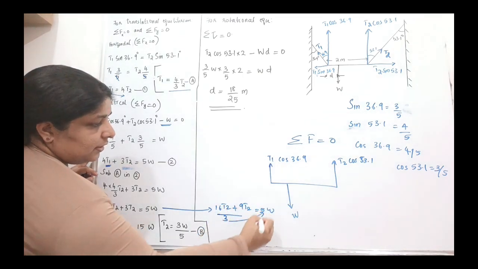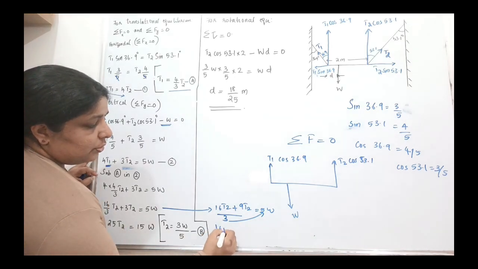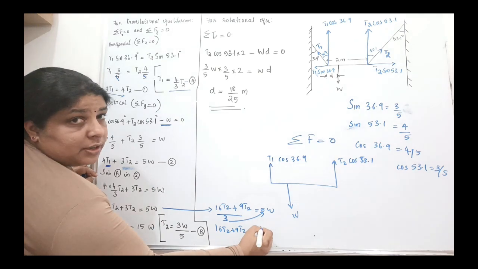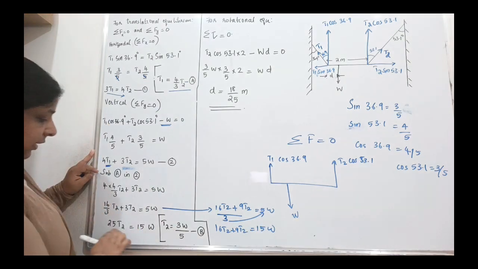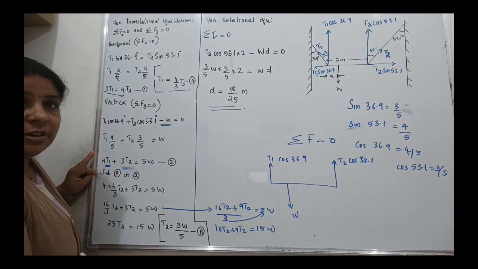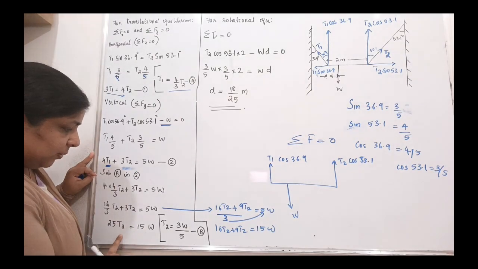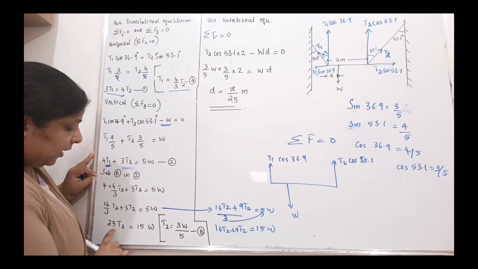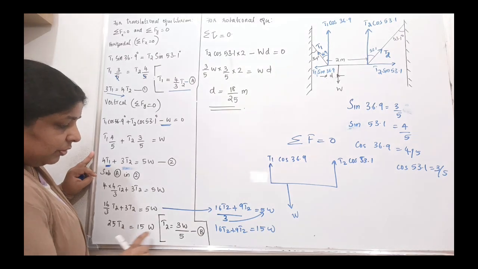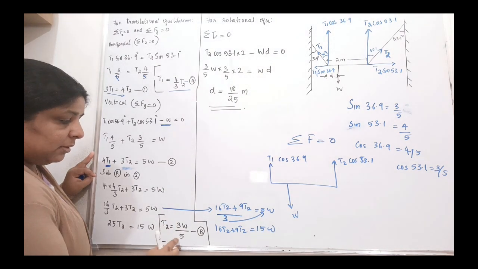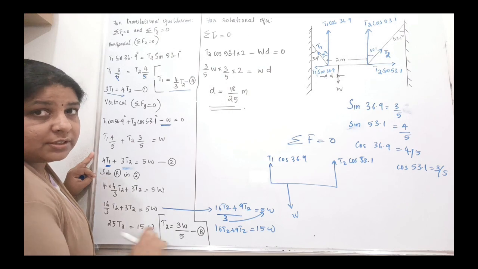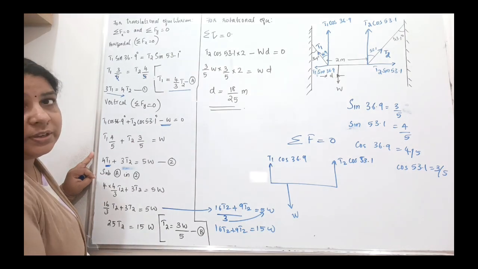Now this 3 I will take to the other side. So 16 T2 plus 9 T2 is equal to 15W. So 16 plus 9 is 25, T2 is equal to 15W. So that is how you will get this step. From here you will get T2 is equal to 15 by 25 into W. So 15 by 25 is 3 by 5 W. So that is how you are getting the value of T2.